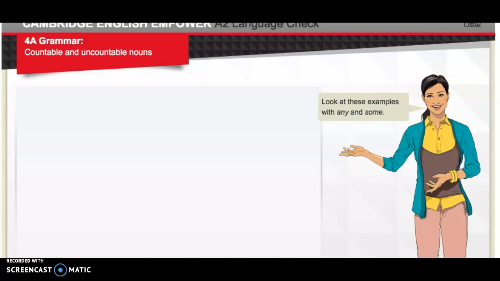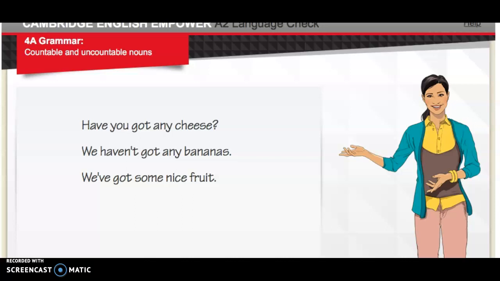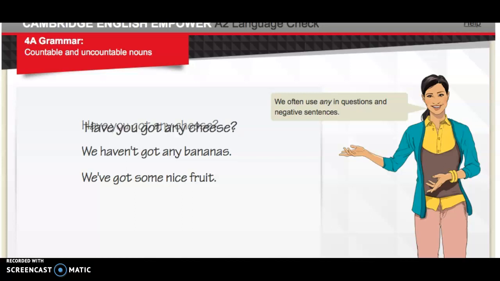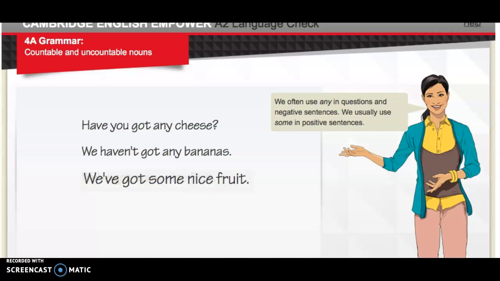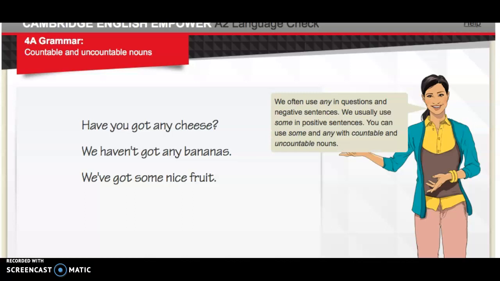Look at these examples with any and some. We often use any in questions and negative sentences. We usually use some in positive sentences. You can use some and any with countable and uncountable nouns.